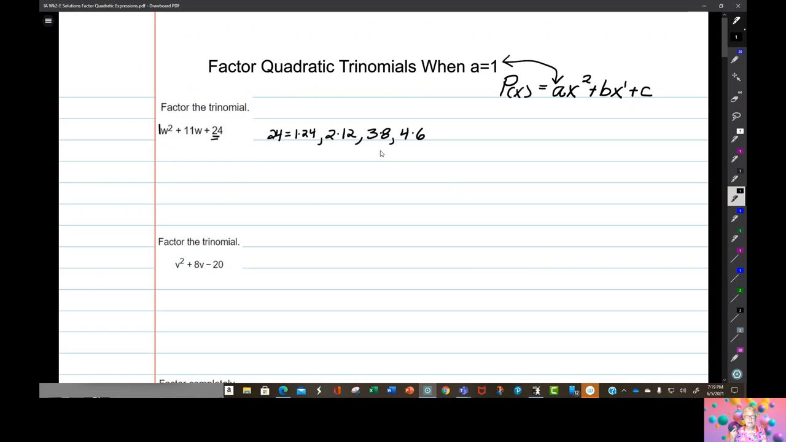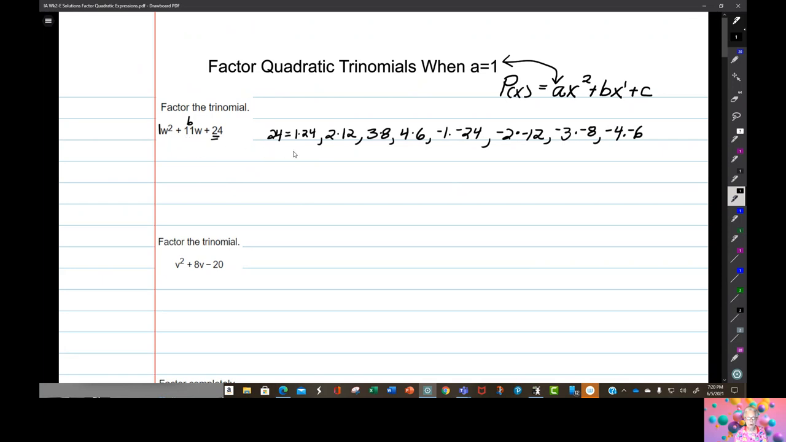And then you start again, 6 times 4, 8 times 3. Also, since 24 is a positive number, it's going to equal negative 1 times negative 24, negative 2 times negative 12, all this is important, yes. Negative 3 times negative 8, negative 4 times negative 6. These are the integer factors of the number 24, positive 24. What we have to do is find one of these sets of factors that adds up to the B number, positive 11.